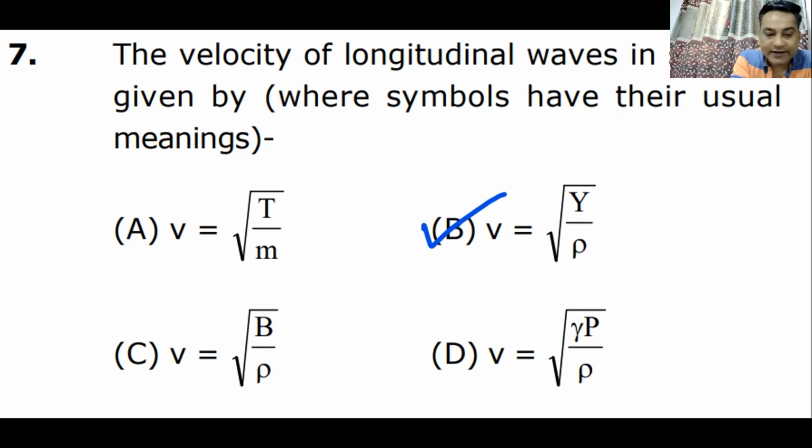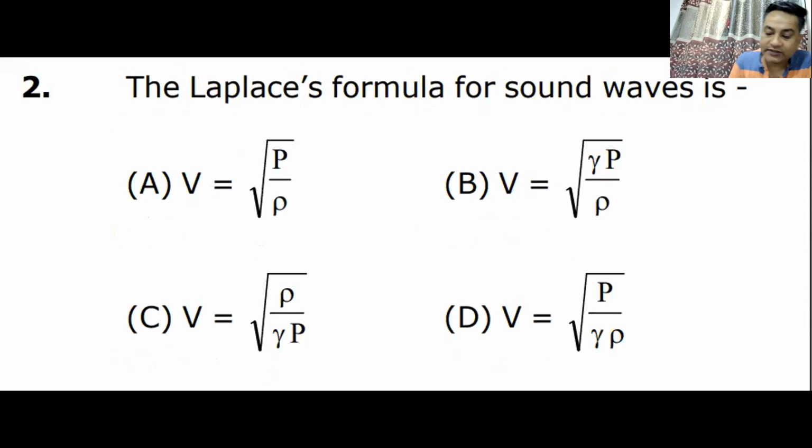That takes us to the next question. The Laplace's formula for sound wave is. Remember, there was a Newton's formula, then Laplace came and corrected it. What is the Laplace formula? Can I have your answers, please? The answer is right there on your screen.